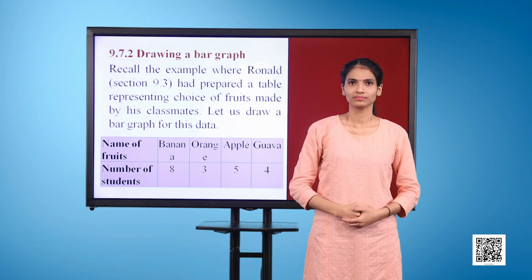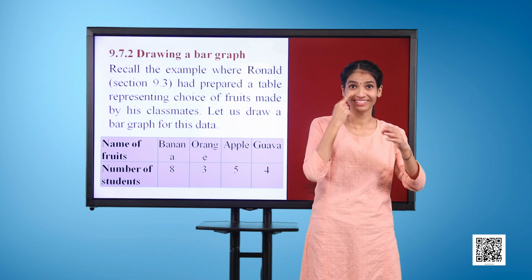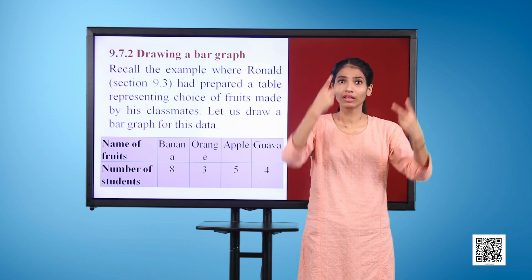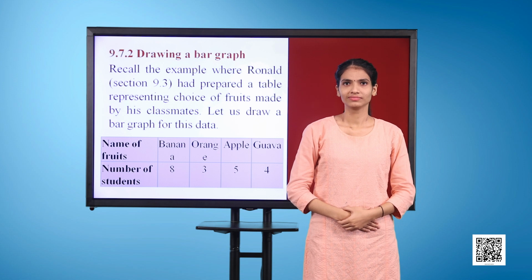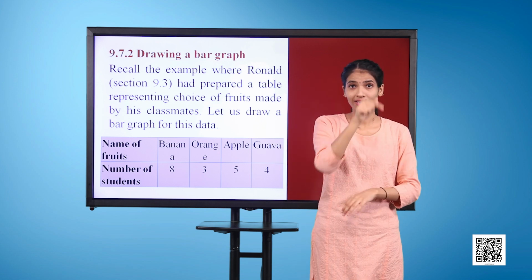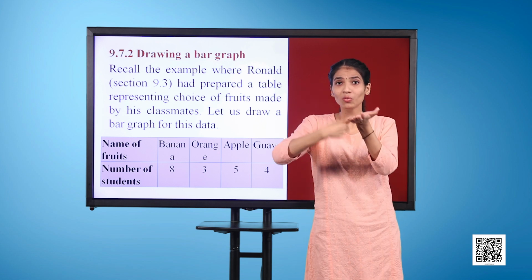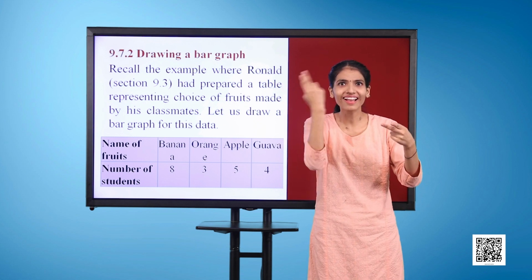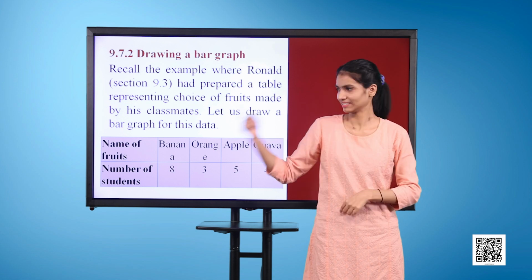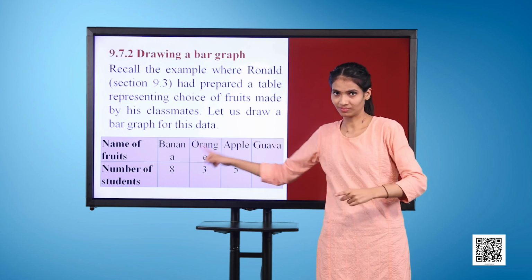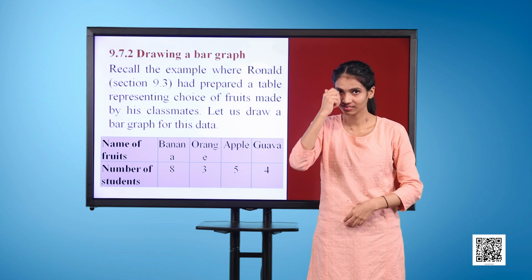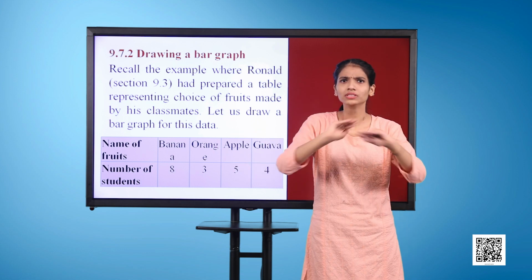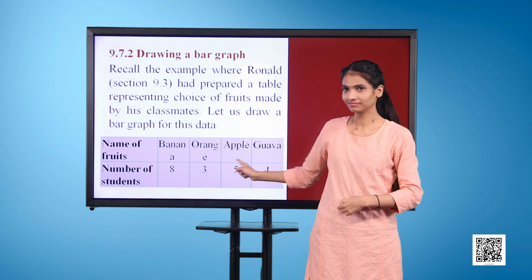(9.7.2) Drawing a bar graph. Recall the example where Ronald, section 9.3, had prepared a table representing choice of fruits made by his classmates. Let us draw a bar graph for this data. Name of fruits, number of students. Banana, 8, orange, 3, apple, 5, guava, 4.